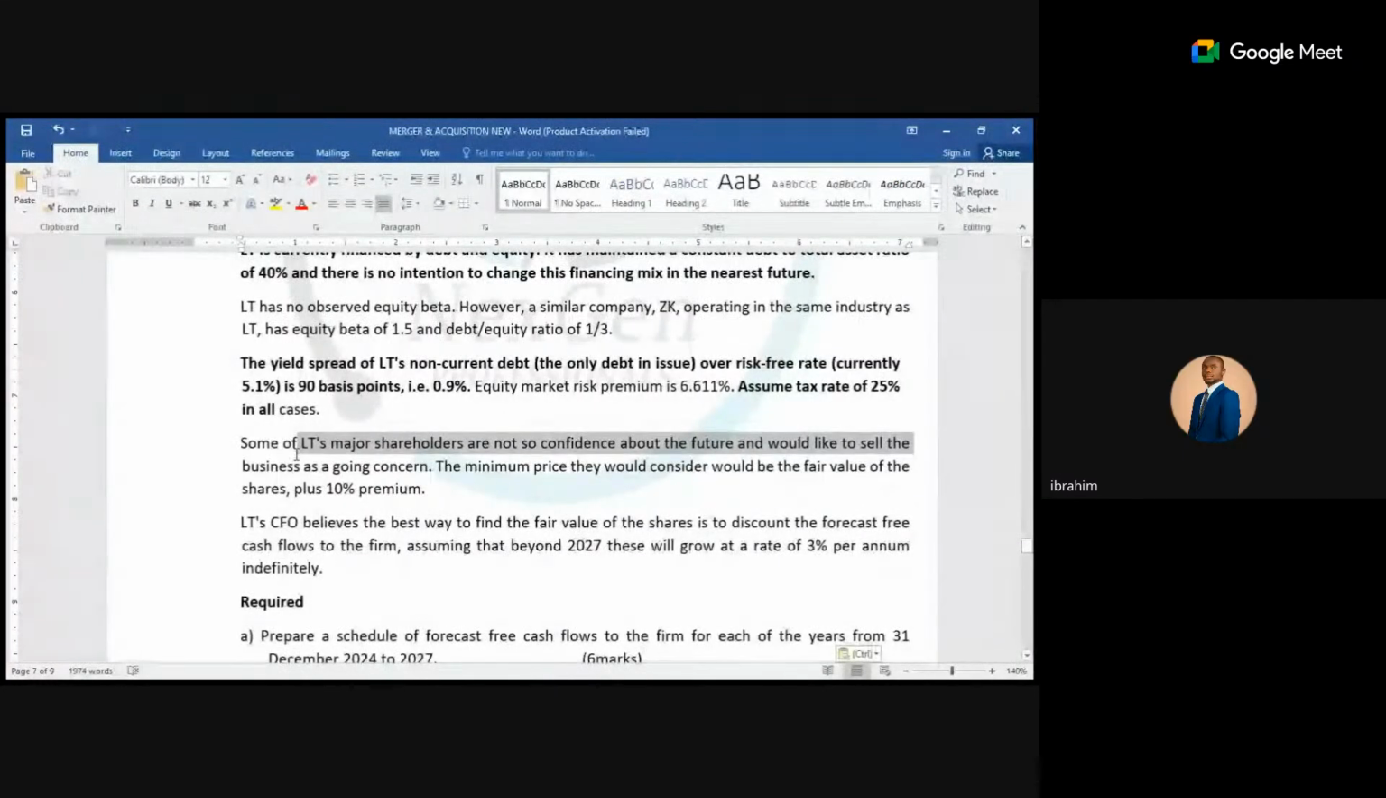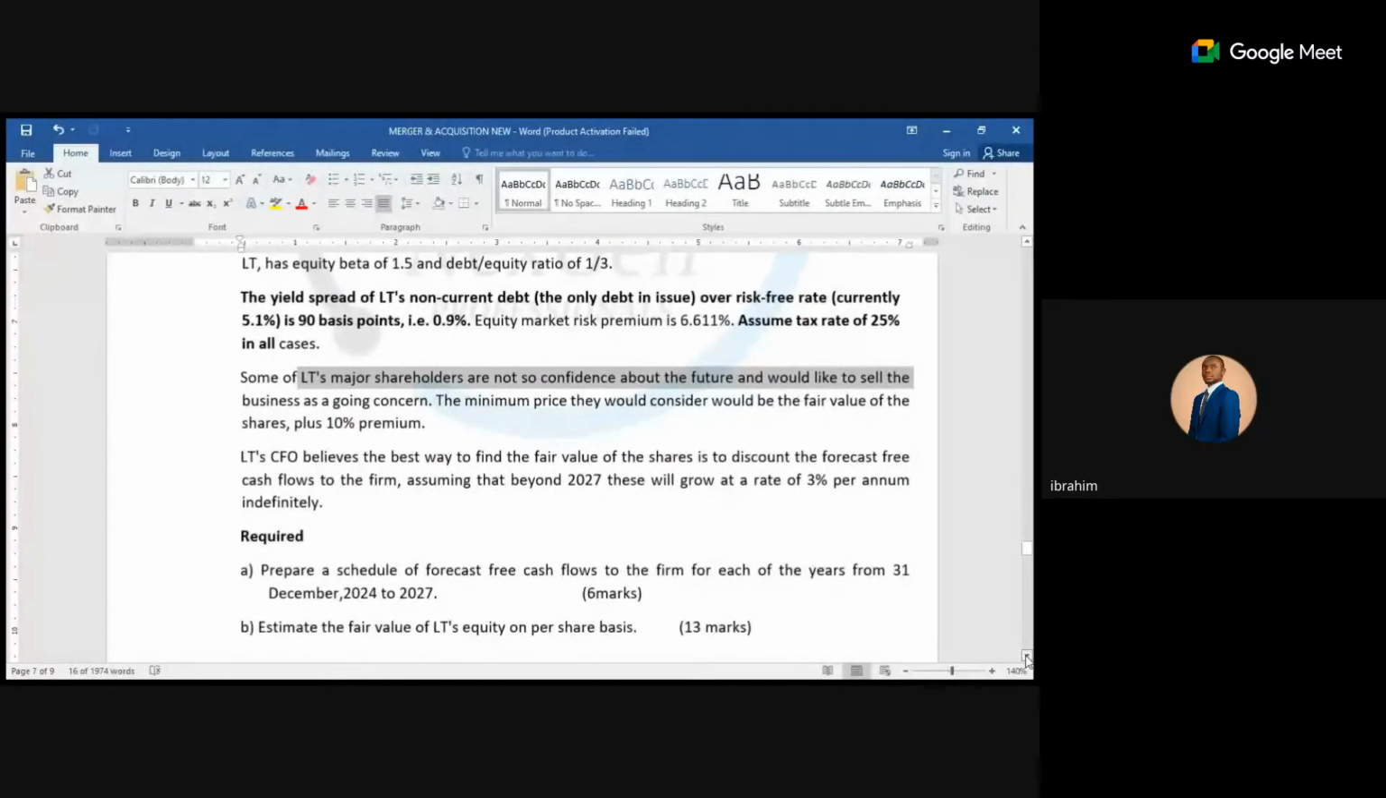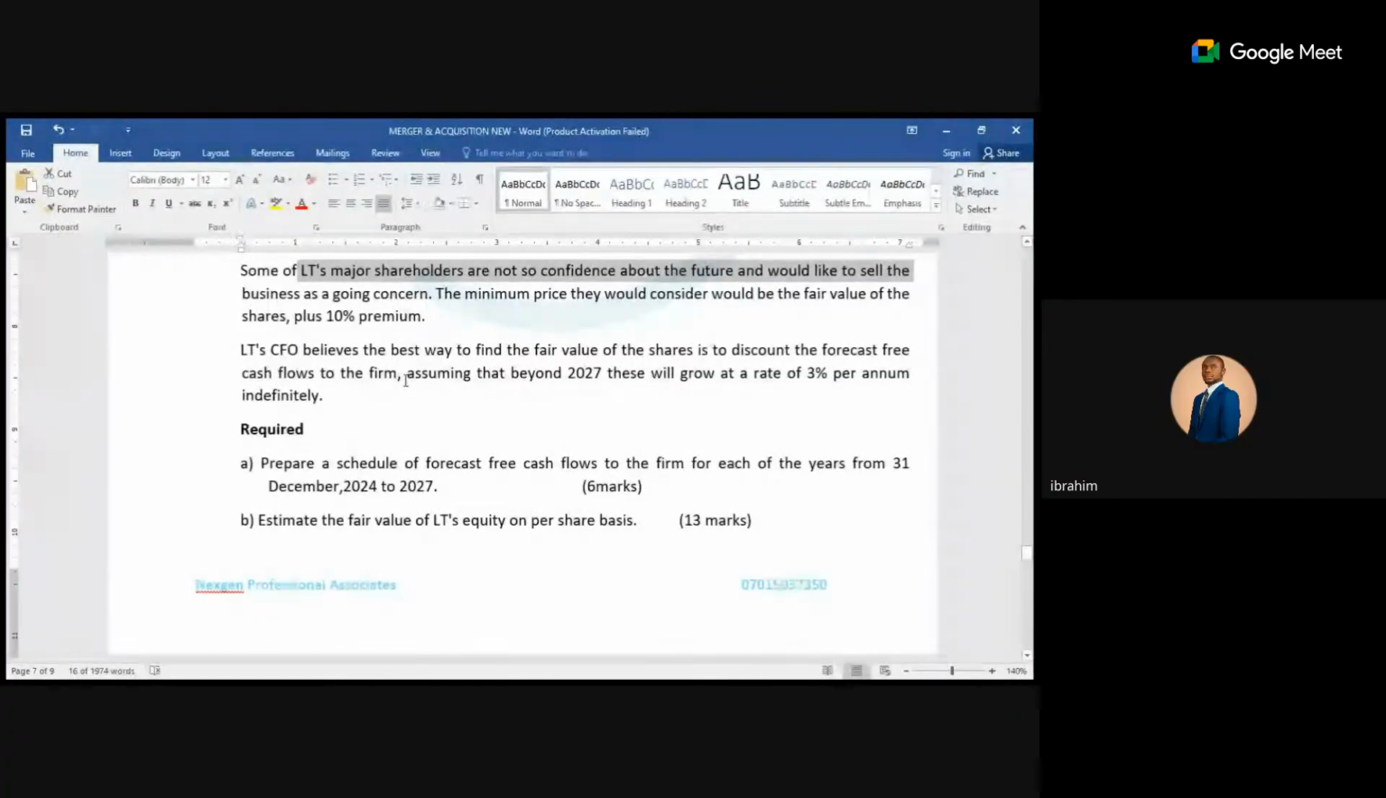Some of LT's major shareholders are not so confident about the future and would like to sell the business as a going concern. The minimum price that they would consider will be the fair value of the shares, the market value of the shares plus the 10% premium. That is what they will consider as the price at which they will sell the business. LT's CFO believes the best way to find the fair value of the shares is to discount the forecast free cash flow to the firm.